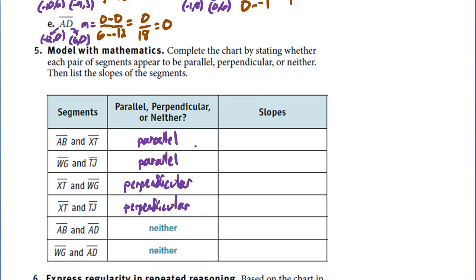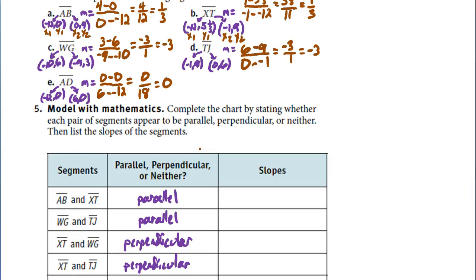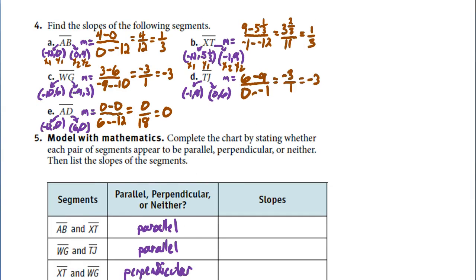Now it asks us for the slopes. We have found the slopes of several of these in the previous question. The slope of AB was 1/3. And the slope of XT, that was the next question, that was 1/3. Well, that's interesting. Parallel lines and the slopes are the same.